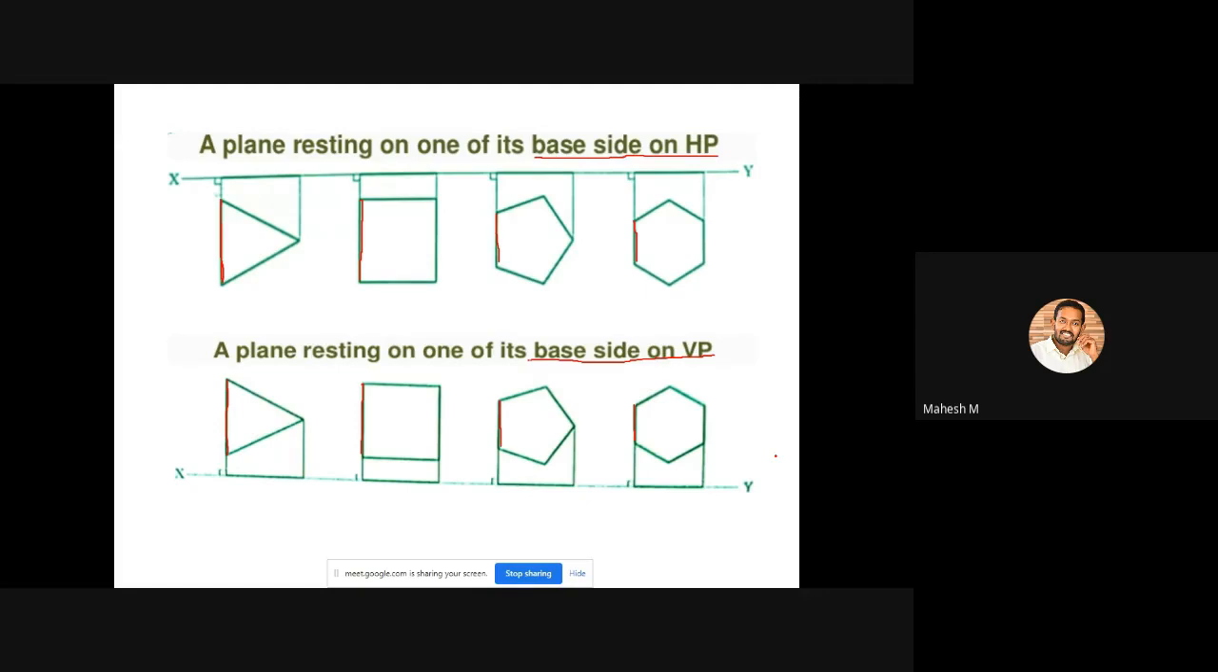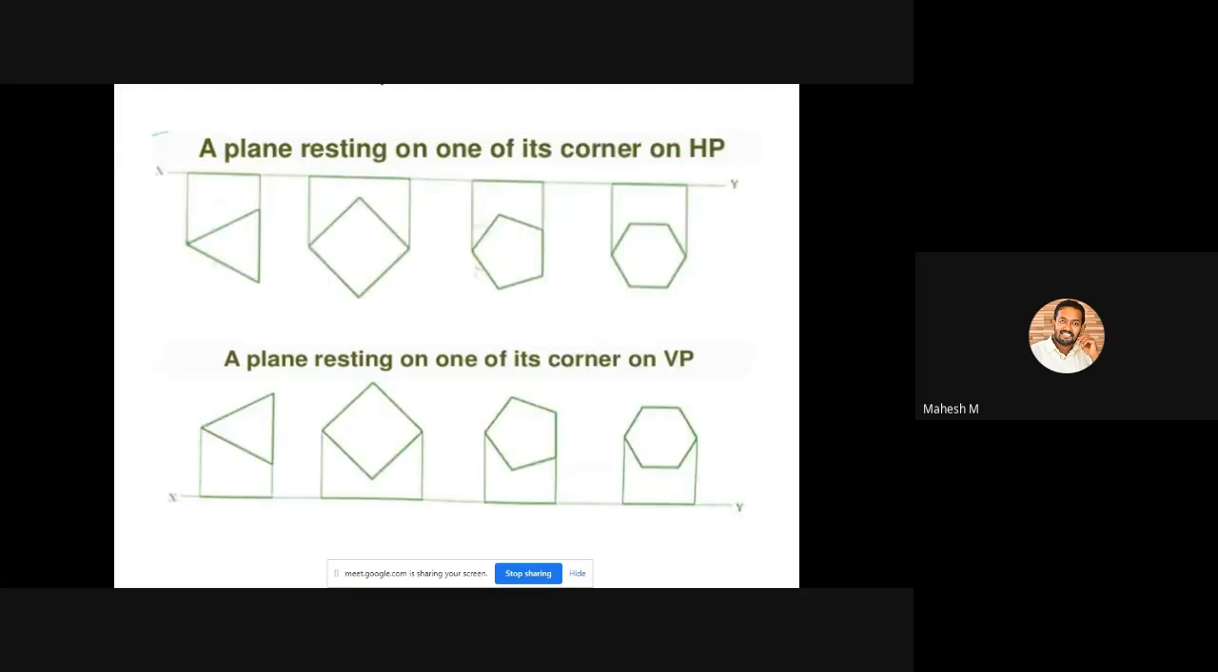Okay, so there is another condition like this. In this condition, the plane is resting on one of its corners on HP. So if you receive a command like this, on HP, you can create a front view exactly on the reference line, and the left side should be a corner. Here also the left side is a corner. Here also the left side is a corner, and here also the left side should be a corner.